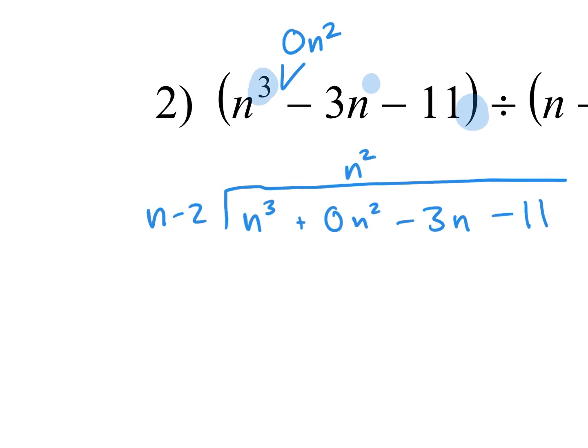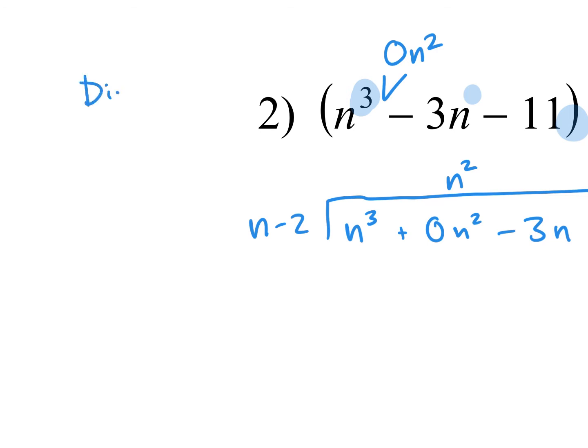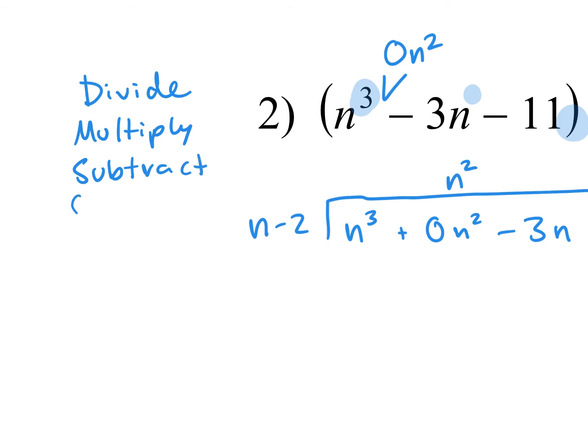So remember, our 3 steps are divide, multiply, and then subtract. And what do we do when we subtract? Change the signs. So these are our 3 steps that we repeat over and over.